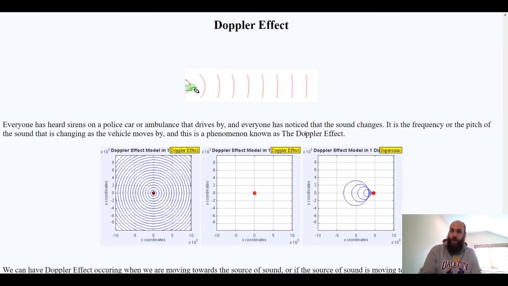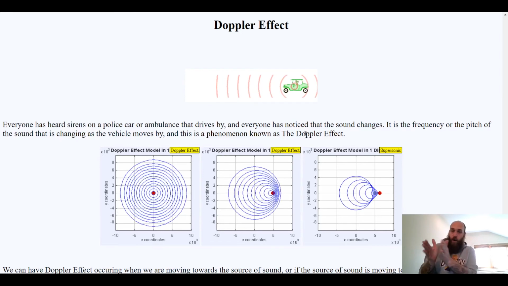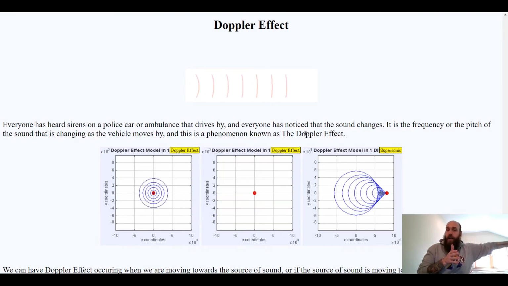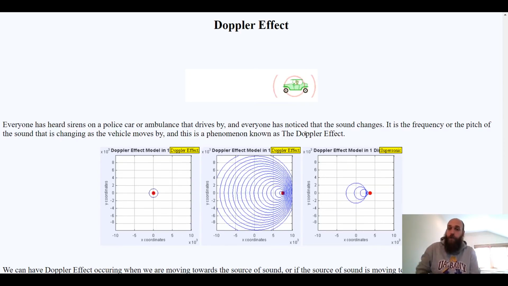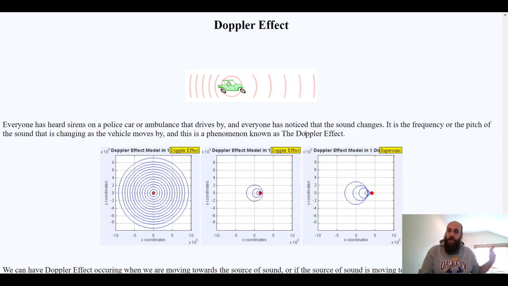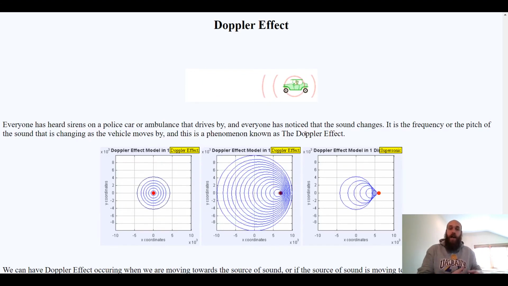And as we know, frequency is really just how close those peaks are. So you have a larger frequency on the right and a more expanded frequency on the left. As we talked about, frequency relates to pitch. So another way to think about it is, as this siren's approaching you, it has a higher pitch, and as it's leaving you, it has a lower pitch.